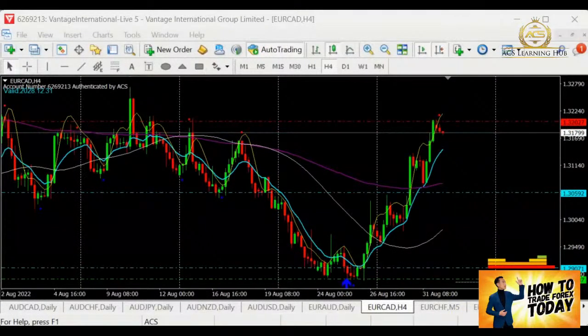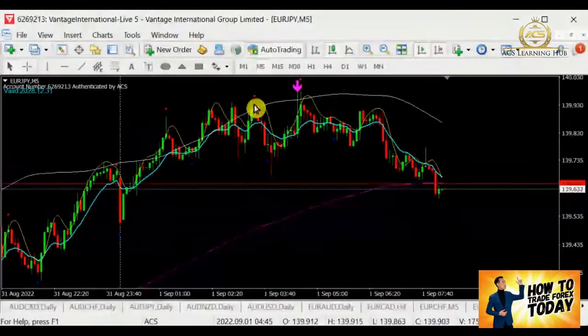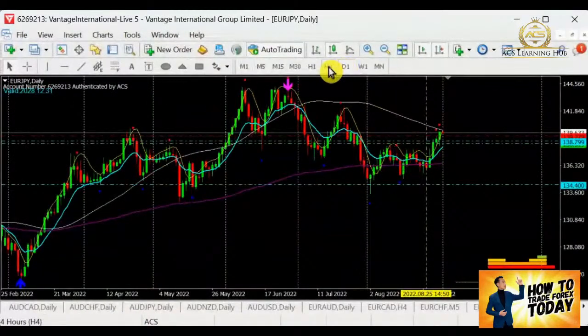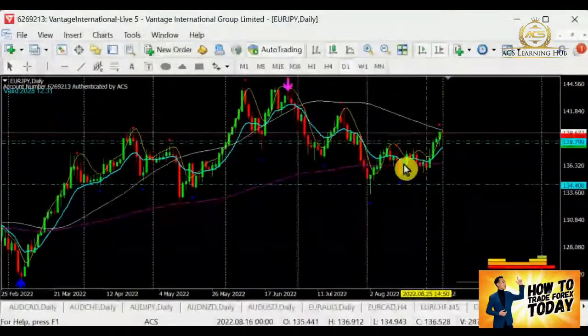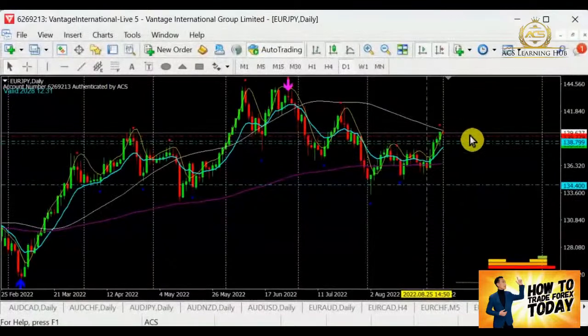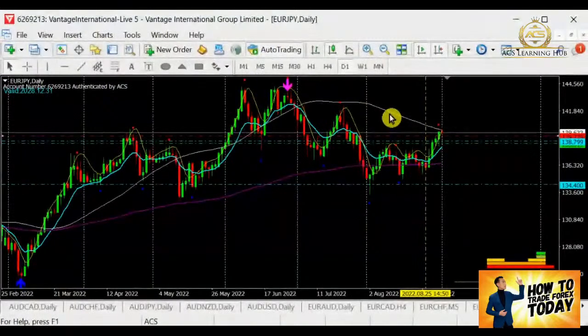Let's go to Euro Yen. Euro Yen, we are still in the bear, but the Euro Yen has escalated upwards as a pullback here. Very nice pullback.